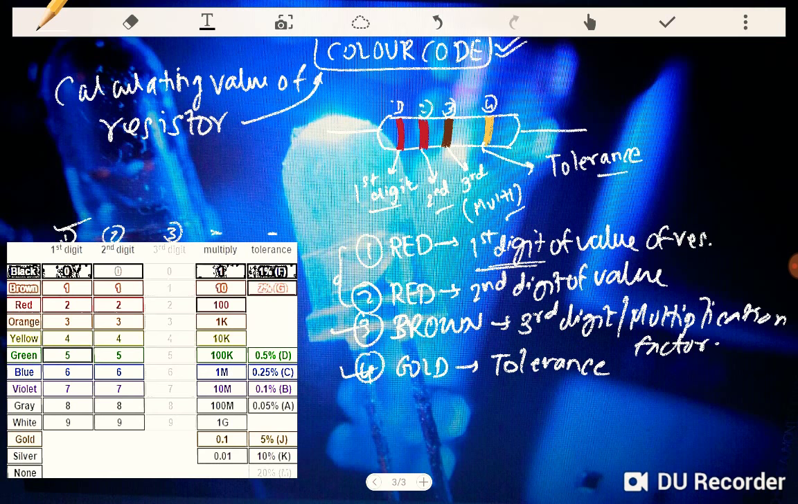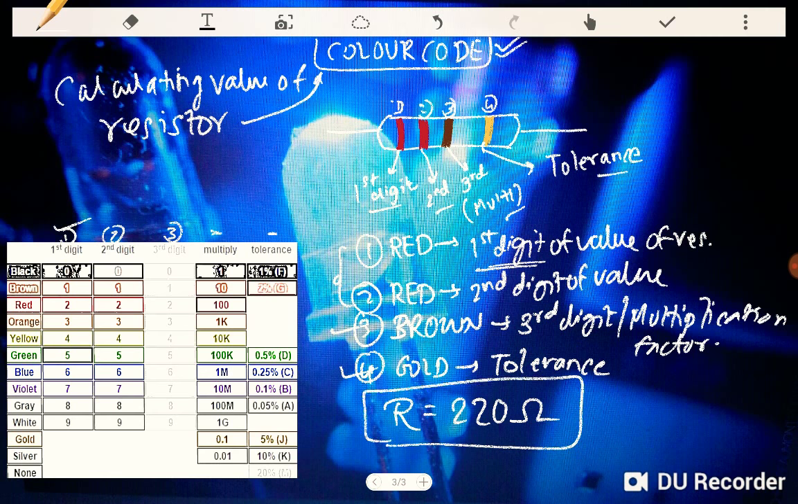Now for example, I have taken red, red, brown and gold. How much is the value? Can you guess? Yes, correct. R is equal to 220 ohm. So that is the value of this resistor. Whenever you see a resistor with these 4 colors, remember it is 220 ohms. How did I get it?